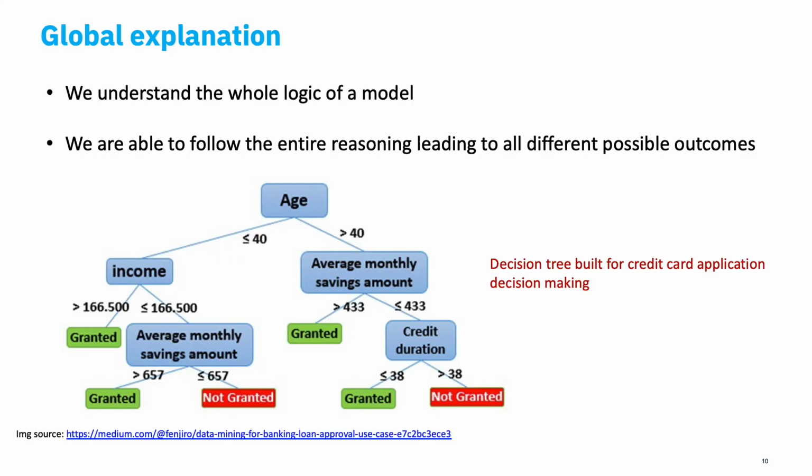For global explanation, we are able to understand the whole logic of a model and follow the entire reasoning leading to all the different possible outcomes. It is easy to see that global explanation implies local explanation. A classic example of global explanation is to use a decision tree to predict the outcome of credit card applications. Unlike the saliency heat maps shown in the previous machine translation task, the decision tree shown here clearly reveals the prediction logic with which we can explain any examples.